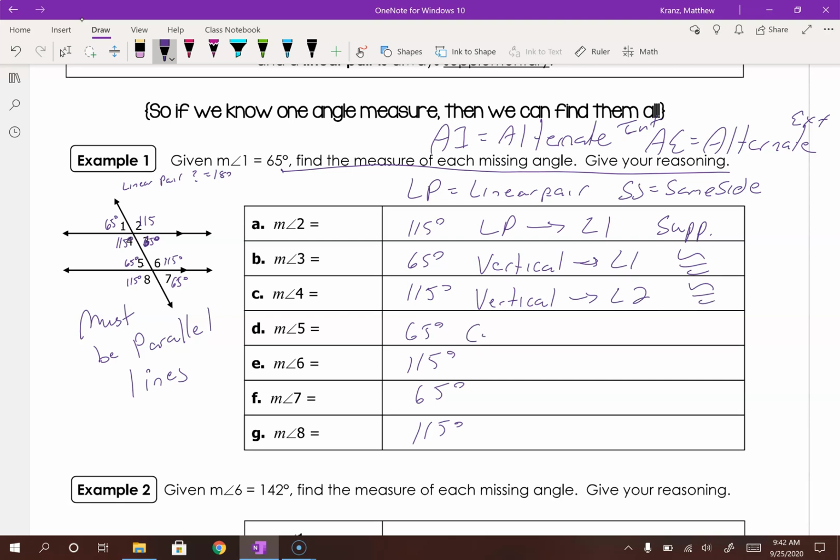Angle 5, well, that's a corresponding angle with angle 1, and they're congruent. Angle 6, well, that's a linear pair with angle 5, and they're supplementary. Angle 7, that is a vertical angle with angle 5, and they're congruent. And you could say angle 8, we can make it easy and say that's vertical with angle 6, and they are congruent. Okay, and then example 2, we'll try in class.